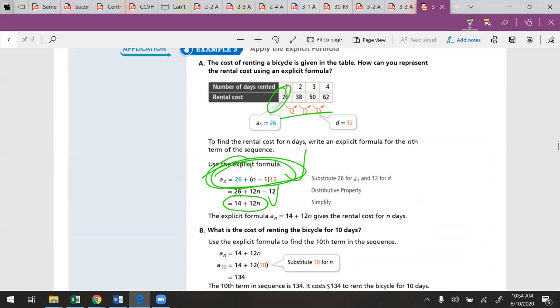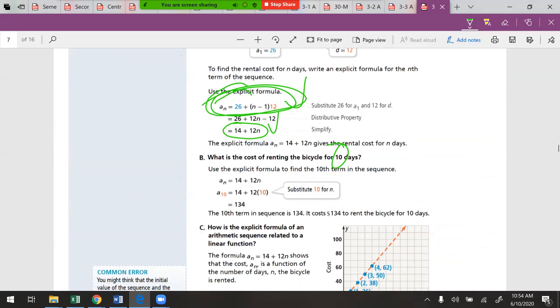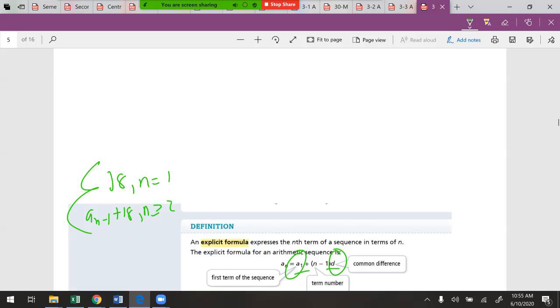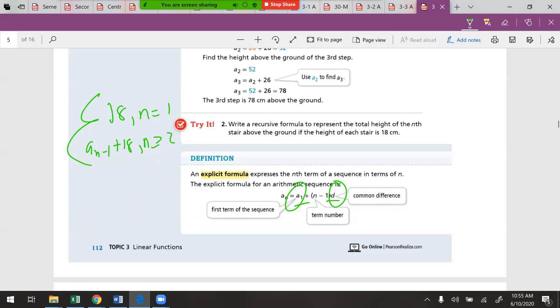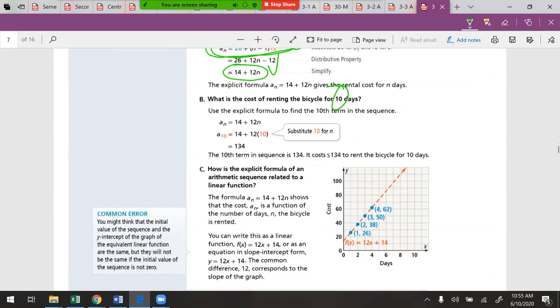And the reason why we write it in this way is because let's say I want to find the 10th day. I can plug in 10 in for n and then find the answer, right? Whereas in this sequence right here, I got to count 10 times. 18, another 18, another 18. I got to do it 10 times. Imagine doing it 100 times. Whew, have fun. No bueno.